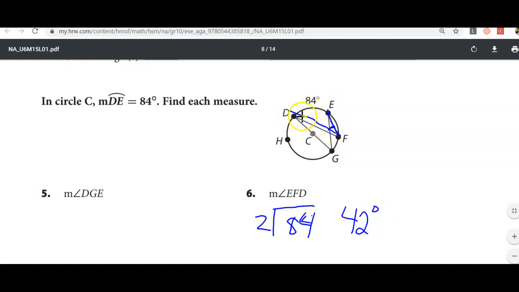Okay, so that's kind of a little simple way you can look at it. If you know they share the same points, even though they're different middle points, they're still going to be the same measurement. So DFE has the exact same measurement as DGE. Kind of cool.